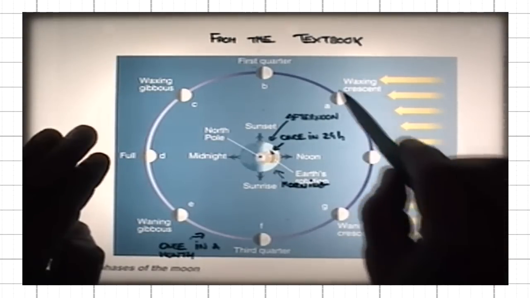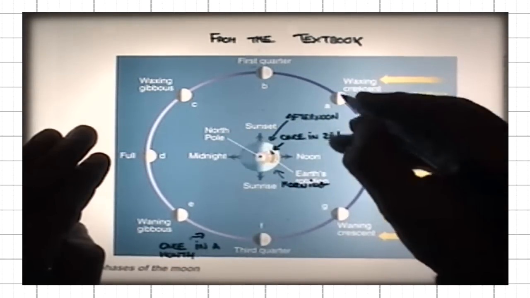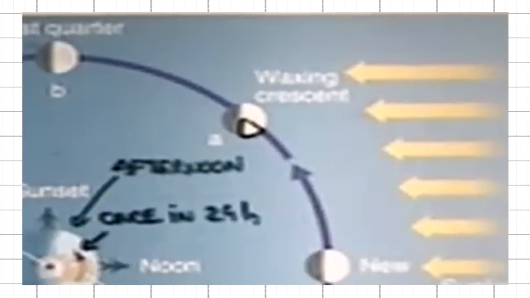As it continues moving, revolving around the Earth, we start seeing more and more of its surface. So for instance, when it is at this location here, what we can see is this slice. This is the slice of its illuminated surface that we can see. And that phase is called waxing crescent.